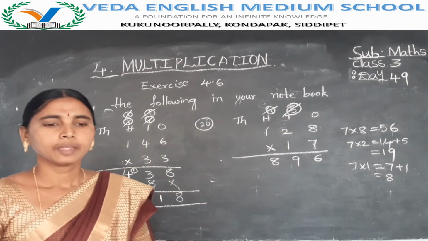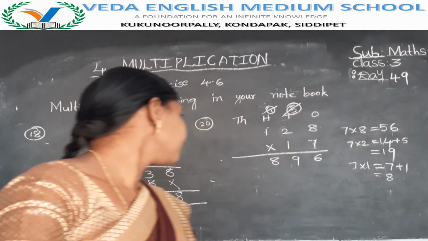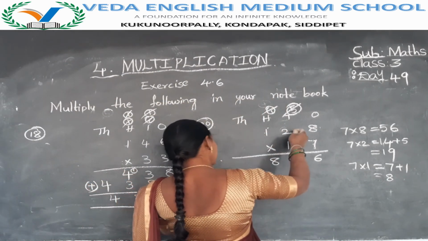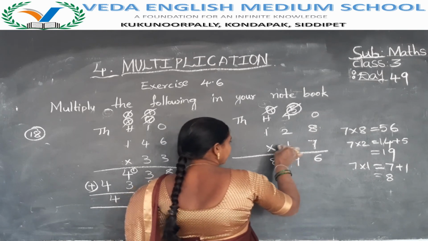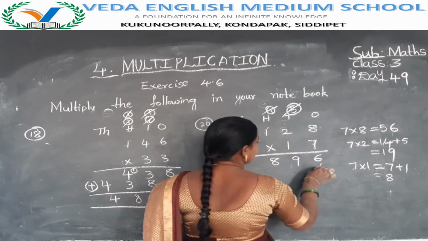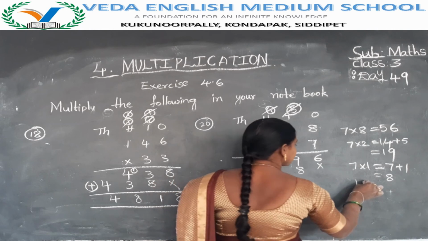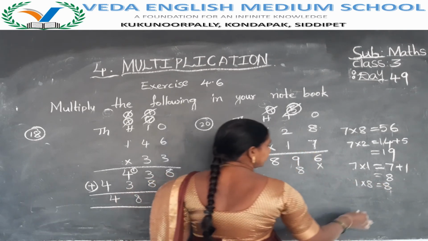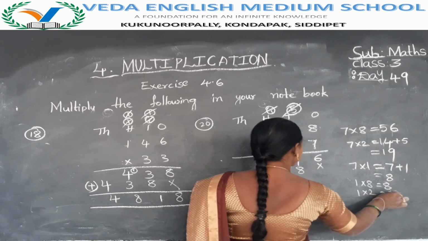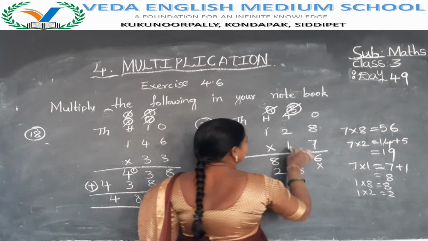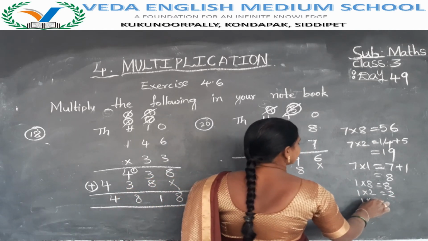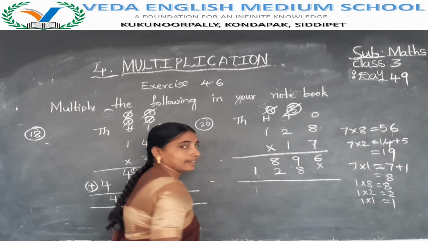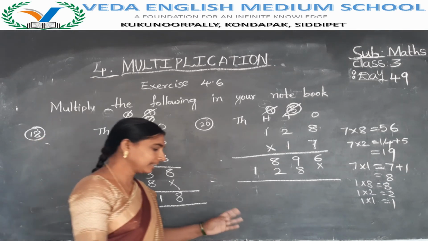Okay. Next multiply by 1. Multiply 128 by 1 single. 1 into 8. 1 8 is 8. Next 1 into 2. 1 2s are 2. So now 2. 1 into 1. 1 1s are 1. So now write here 1. Completed. Now multiplication is the completed.